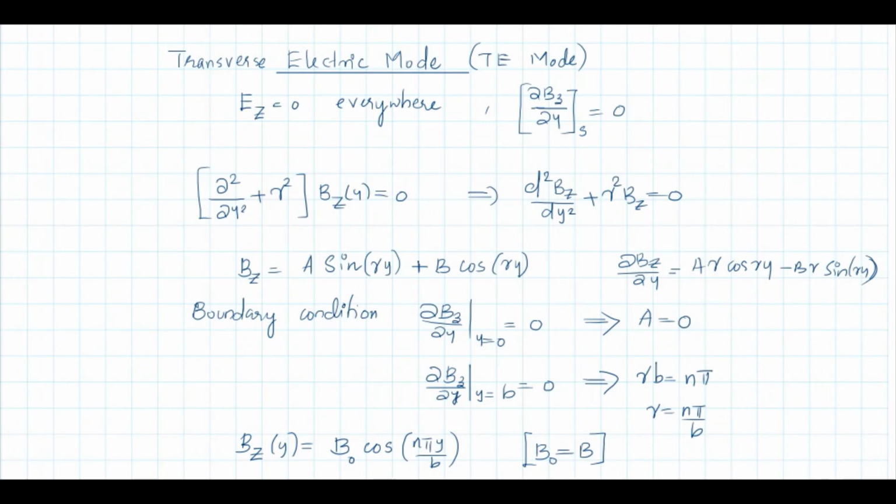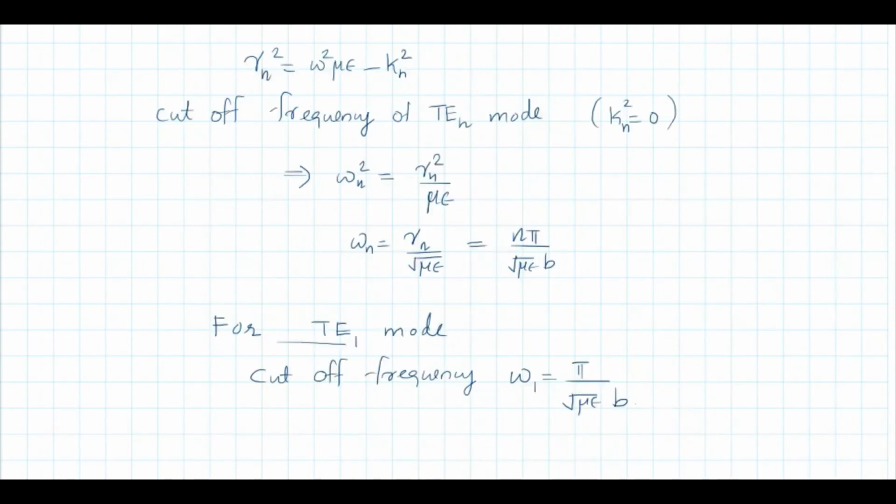Gamma b should be integral multiple of pi. So gamma b equal to n pi. Gamma is again n pi by b. So Bz of y: a is 0, b is B0. Call this b as the maximum value of magnetic field B0, and cos gamma y becomes cos of n pi by b into y. This is the value of Bz.